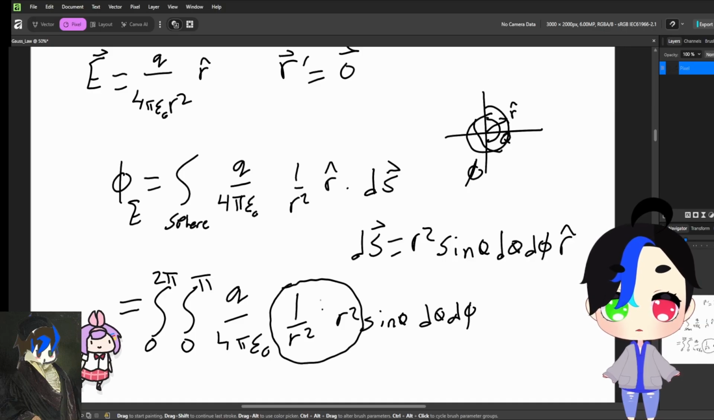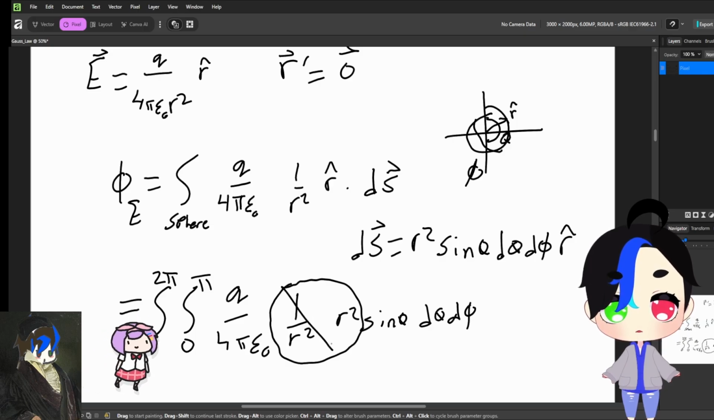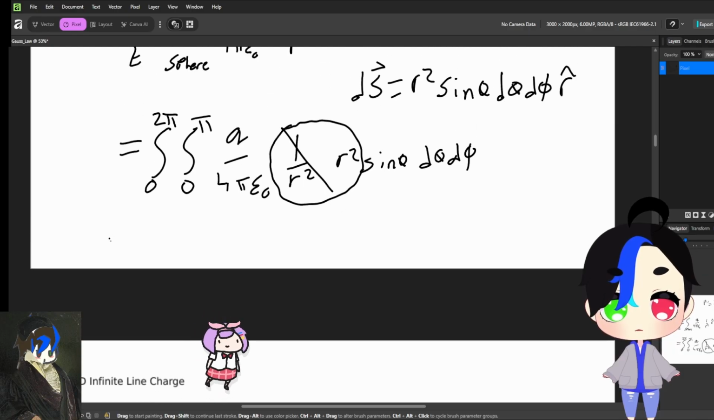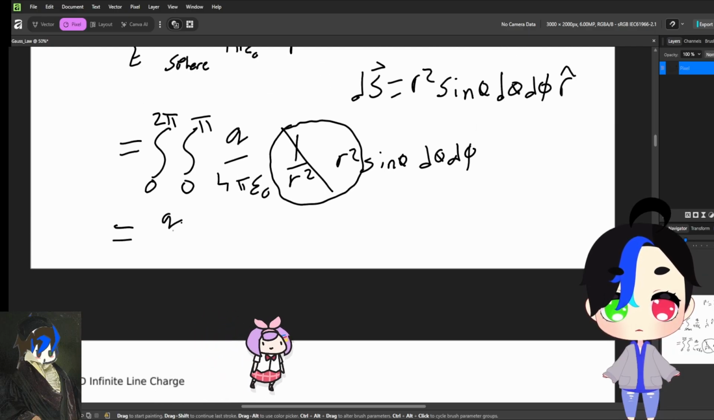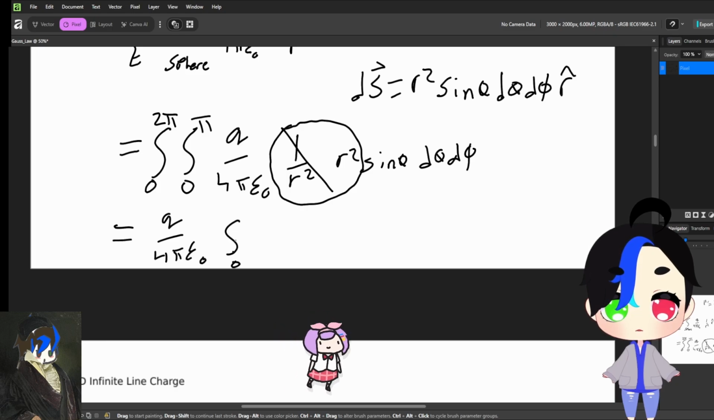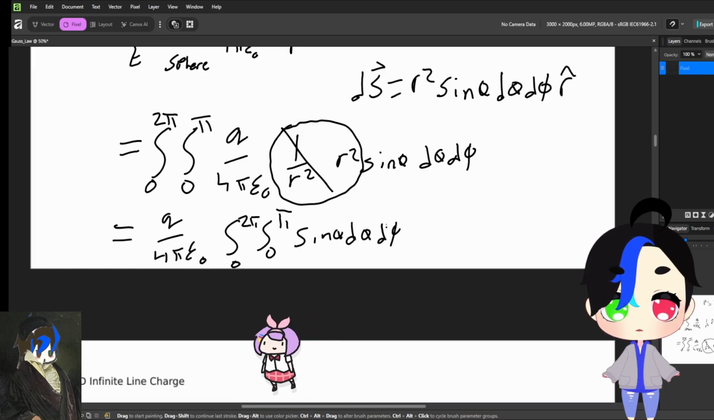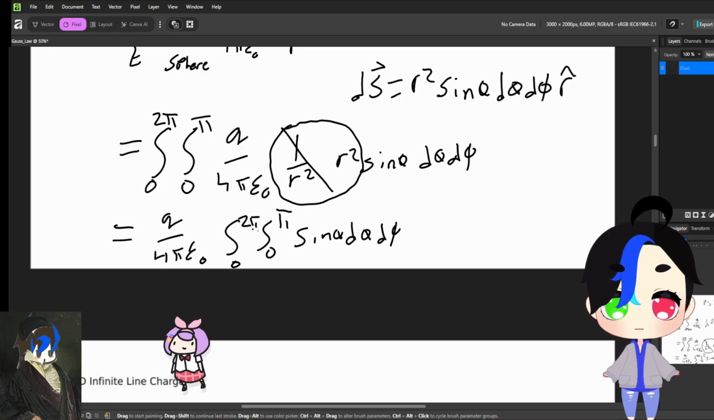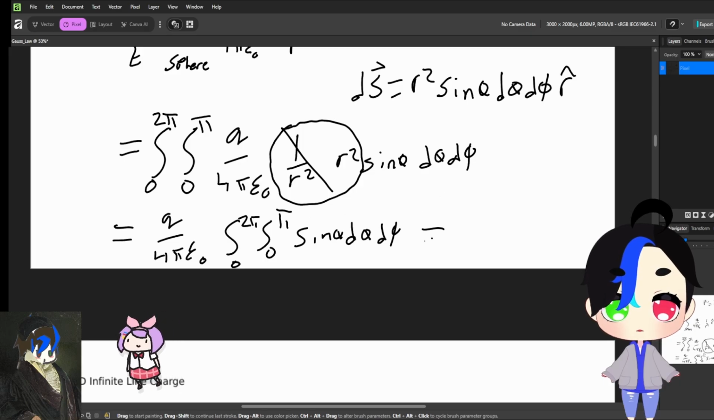All right, so you'll notice something kind of easy. These r squareds cancel out, and so you're left with q over 4 pi epsilon naught integral 0 to 2 pi integral 0 to pi of sine theta d theta d phi. I'm going to skip the actual math. This ends up equaling 4 pi. So the 4 pi cancels with this 4 pi, and you're left with q over epsilon naught.